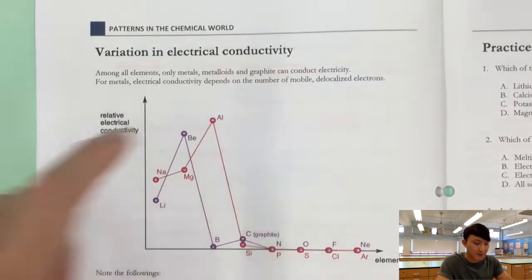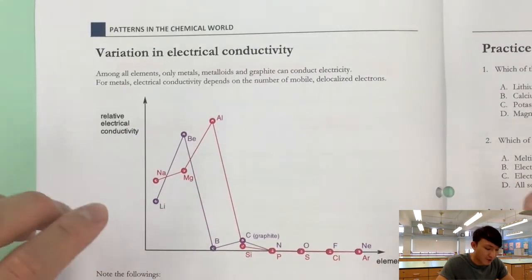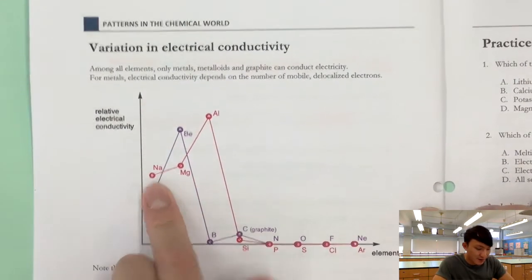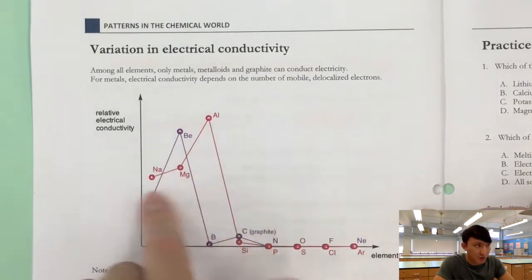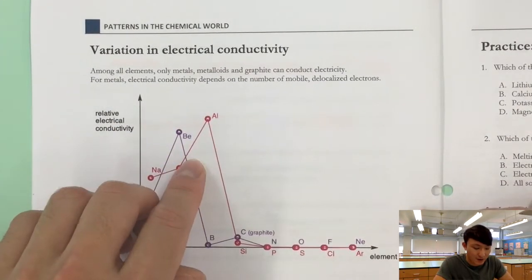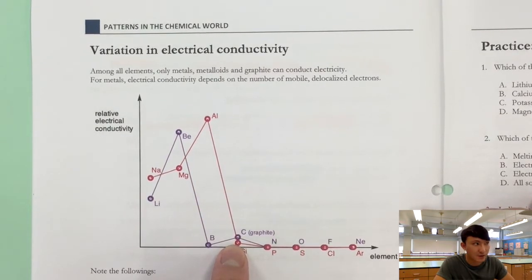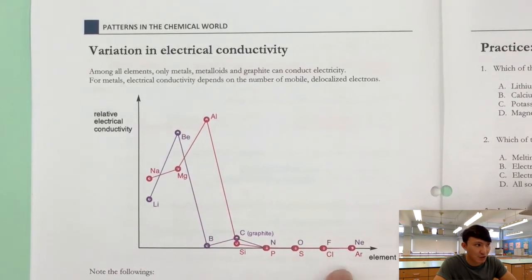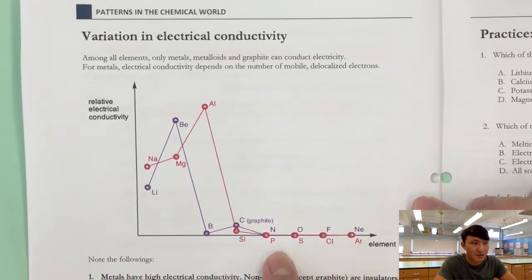That's why, if you look at the trend here, only the metals, only the members on the left-hand side, can conduct electricity well. And of course, carbon in the form of graphite also conducts electricity, and also some of the metalloids, like boron and silicon, can conduct electricity to some extent. But you look at these non-metals on the right-hand side, they all do not conduct electricity.